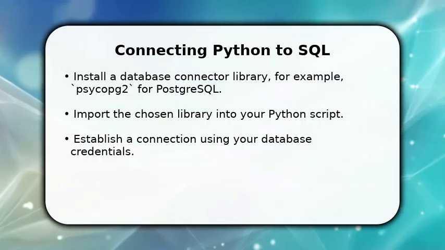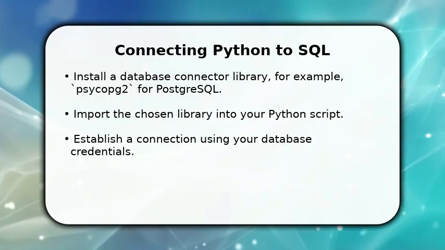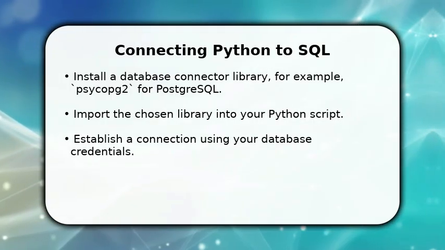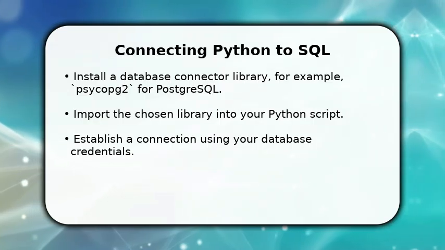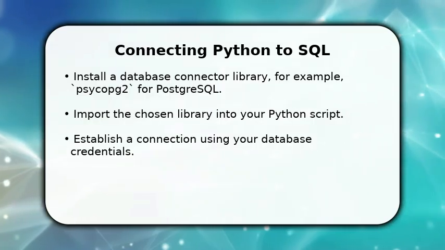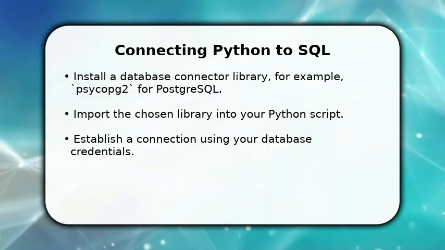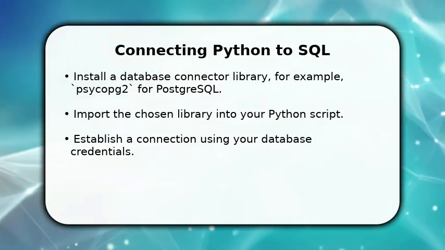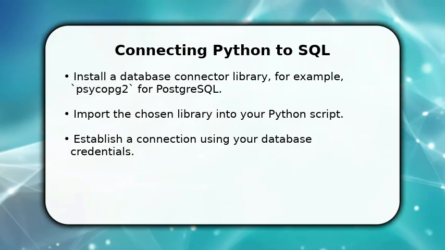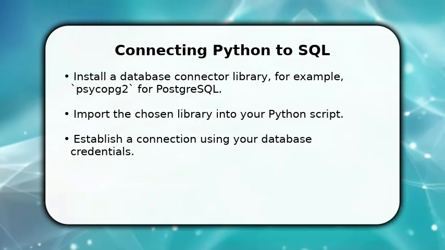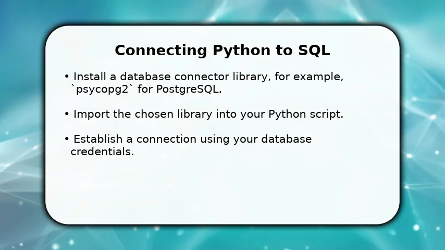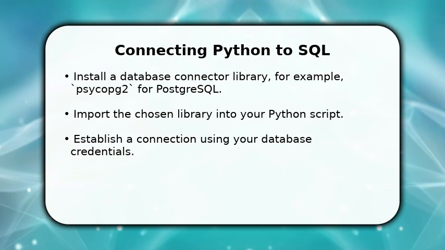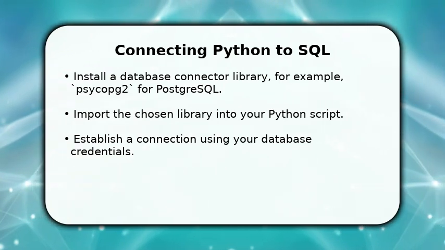In this video, I will explain how to connect SQL with Python. First, you'll need to install a suitable database connector library, such as psycopg2 for PostgreSQL or MySQL Connector Python for MySQL. Once installed, import this library into your Python script. Then, establish a connection to your database by providing essential credentials like the host, database name, user, and password. This initial step is crucial for all subsequent database interactions.